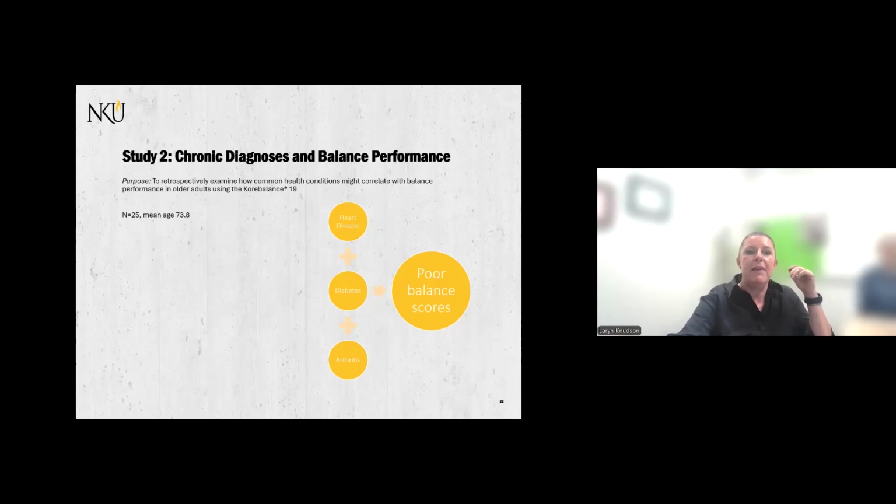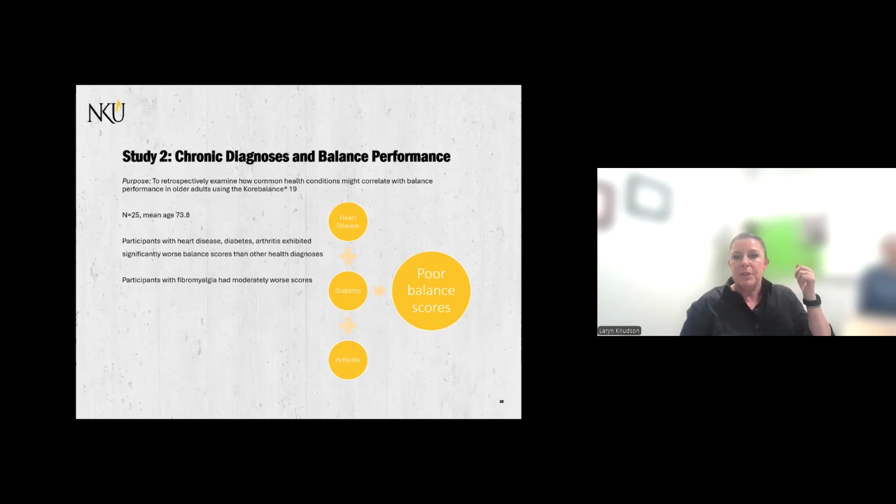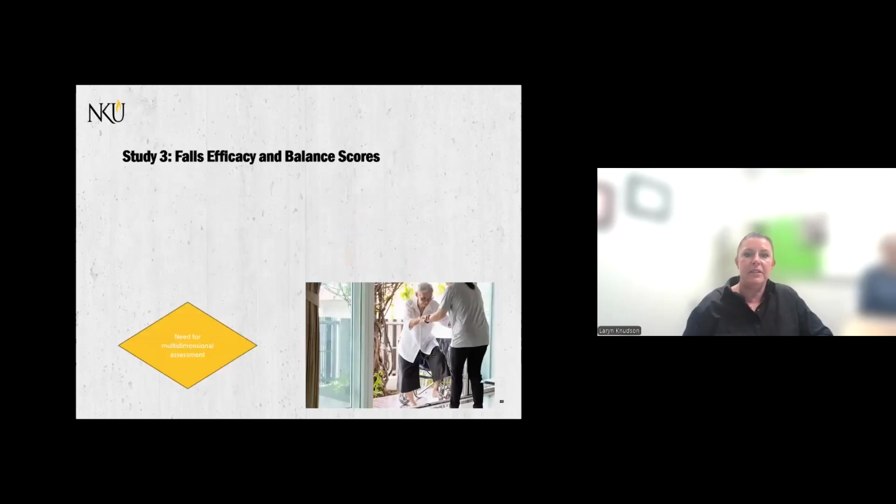And what we found is truly what we expected to find, which is that participants with some chronic health conditions, specifically heart disease, diabetes, and arthritis, exhibited poorer balance outcomes on the KoreBalance baseline testing than individuals with other health diagnoses or no health diagnoses at all. Also, not super surprisingly, we found that individuals who had a fibromyalgia diagnosis did moderately worse than someone who had no chronic health diagnoses. And then the last one that we looked at is falls efficacy compared to balance scores.